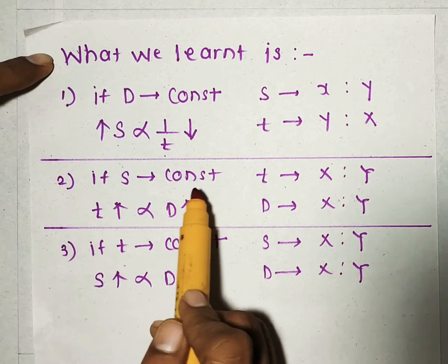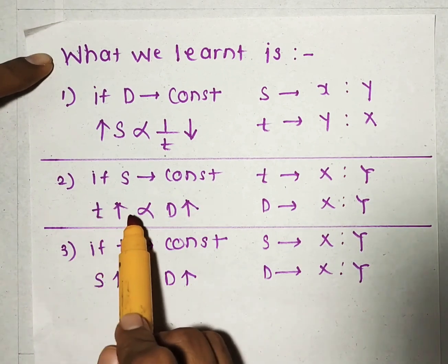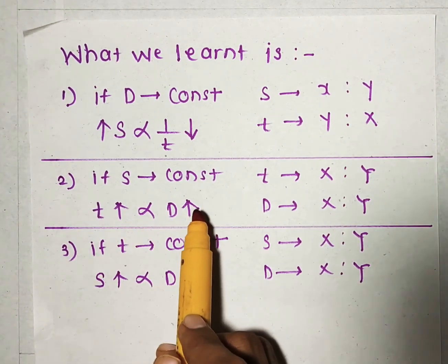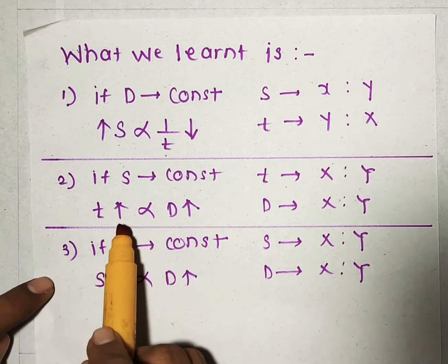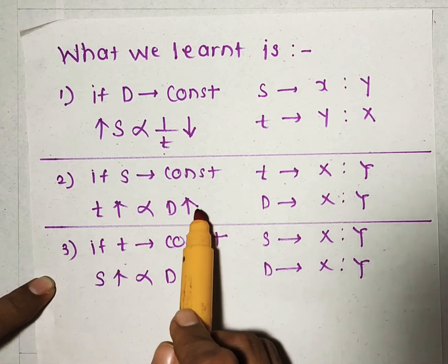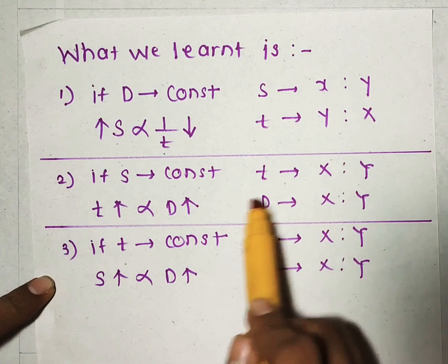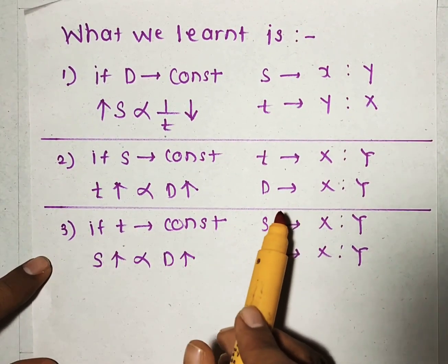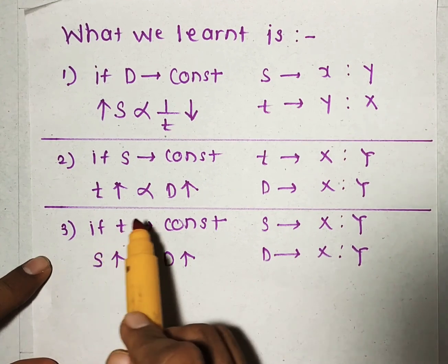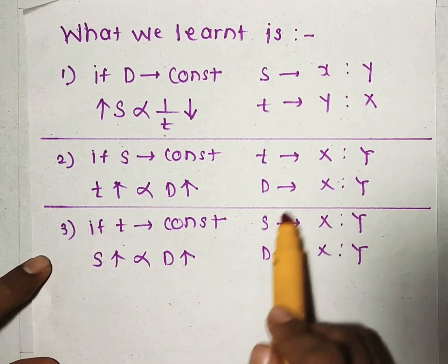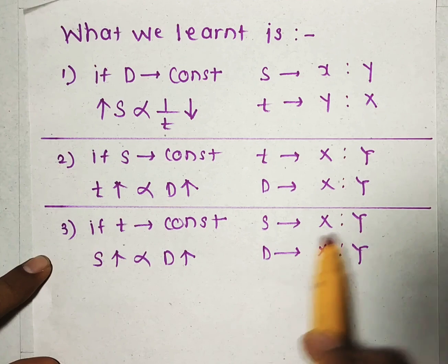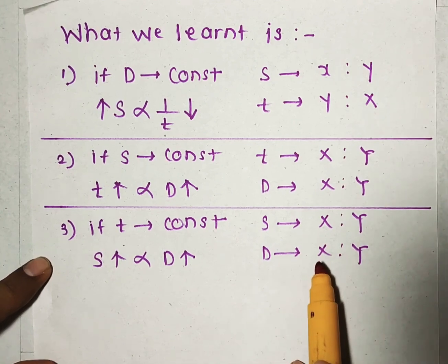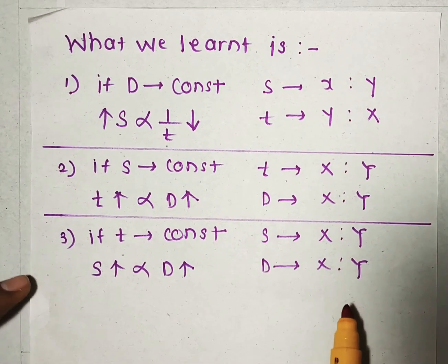If speed is constant, then time will be directly proportional to distance. I mean, if the speed is constant and the time increases, then the distance will also increase. So if time is x is to y, then the distance will be x is to y. If time is constant and the speed increases, then the distance will also increase. So if speed is x is to y, then the distance will also be x is to y. So you can put it down on paper.